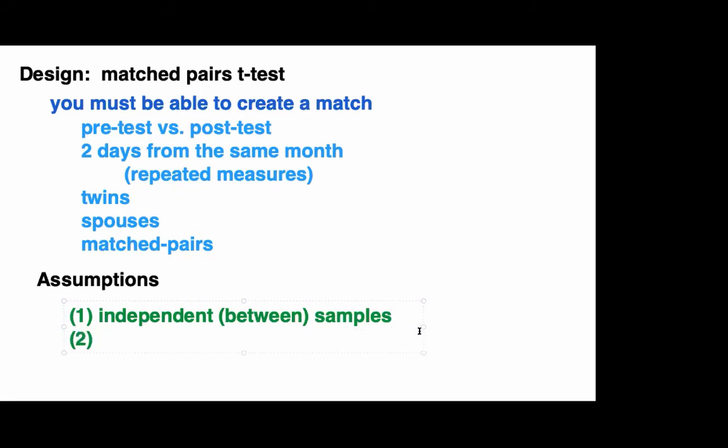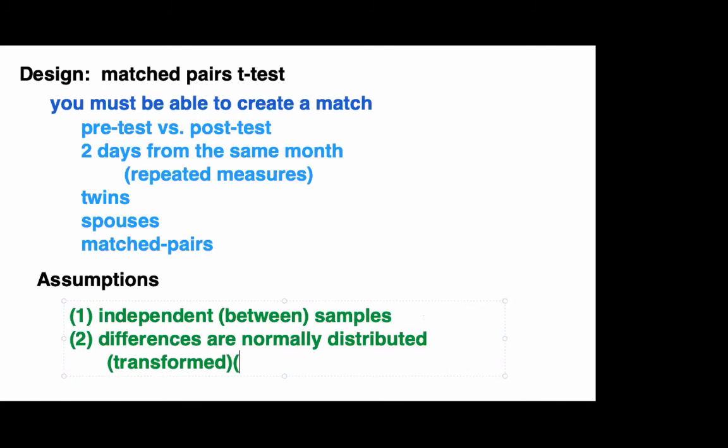And then the second requirement is that the differences are normally distributed. Now, emphasis, remember, the differences, that's the transformed data. The curious part about this is your original data, your two columns, don't actually have to be normally distributed. What is required is that the differences have to be normally distributed.